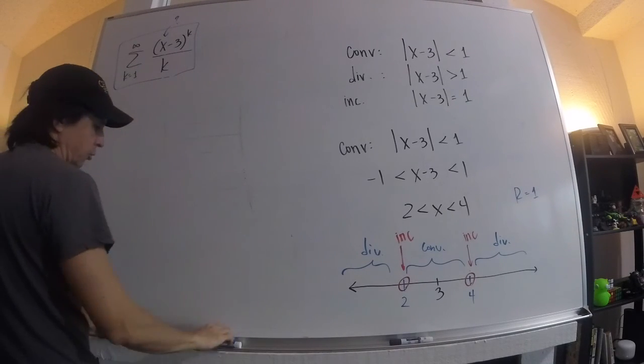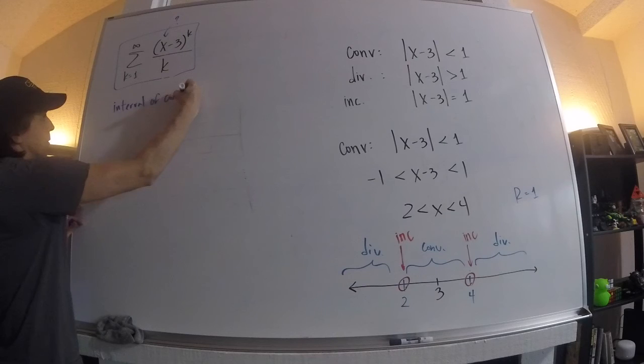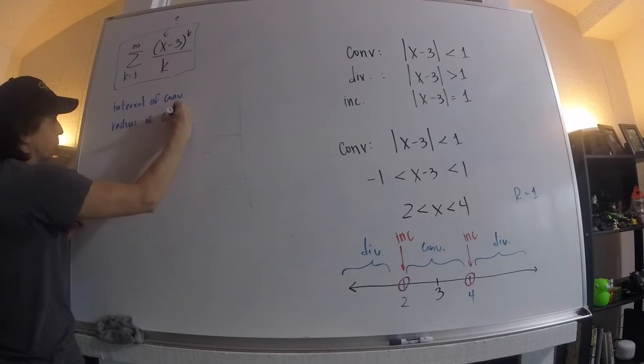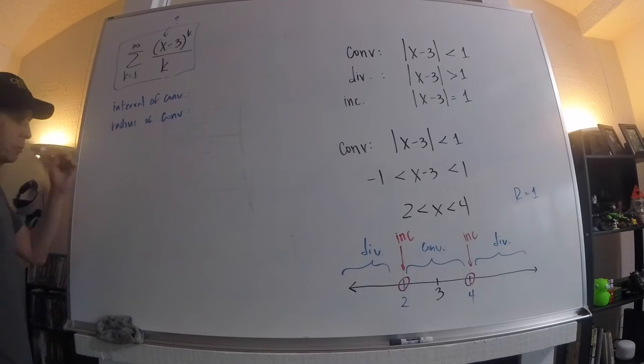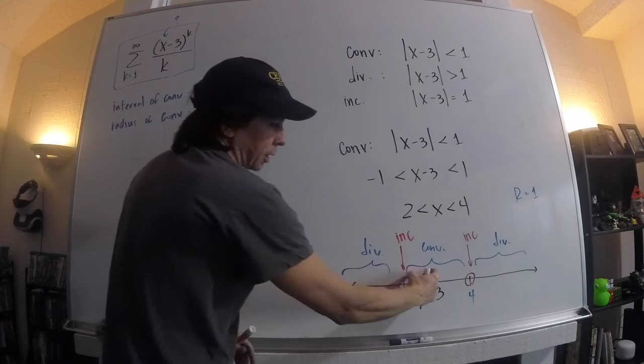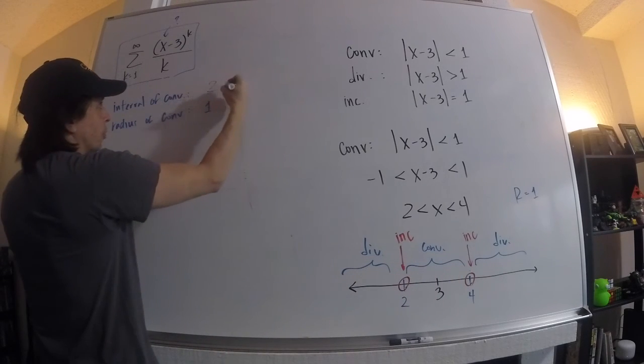Right now my answer is going to be the interval of convergence and the radius of convergence. I can start to write my answer. I wouldn't normally start writing it out now, but I do want to summarize what we found so far. The radius of convergence is 1, that's half that interval. And then my interval of convergence is going to be 2 to 4.